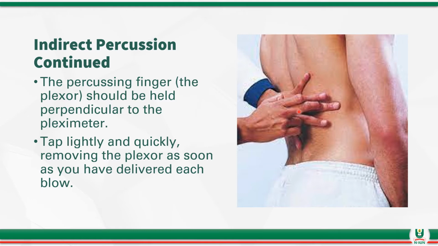You hit it perpendicular to the pleximeter. This is what they mean by pleximeter: the finger you place on the examining structure is known as the pleximeter. Then you tap lightly and quickly. After you tap with this top finger, you remove the flexor as soon as you have delivered each blow.